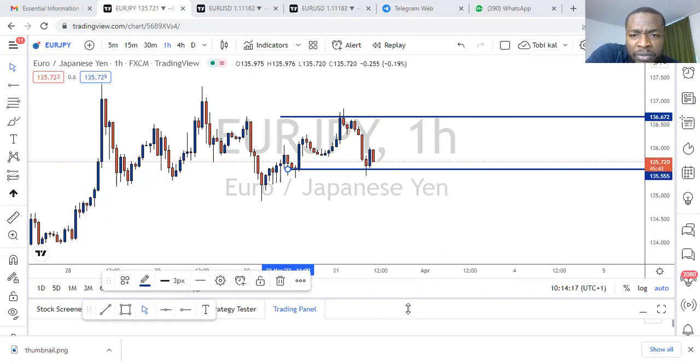Okay, AY is going to wait for a pullback to the support level, which I think is already happening. So, good.